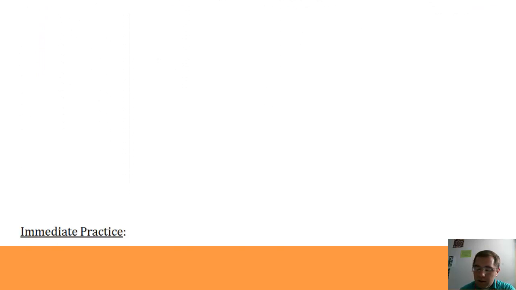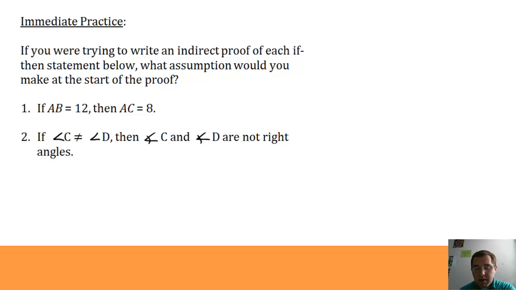Okay? Your immediate practice problems ask you, if you were trying to write an indirect proof of each if-then statement below, what assumption would you make at the start of the proof? So you're not actually writing a proof. All you're doing is writing down the assumption you would make. Remember, the assumption we make is the opposite of what we want to prove. So in number 1, your statement is, if AB equals 12, then AC equals 8. What you want to assume is the opposite of AC equaling 8. So that's what you're going to write down.